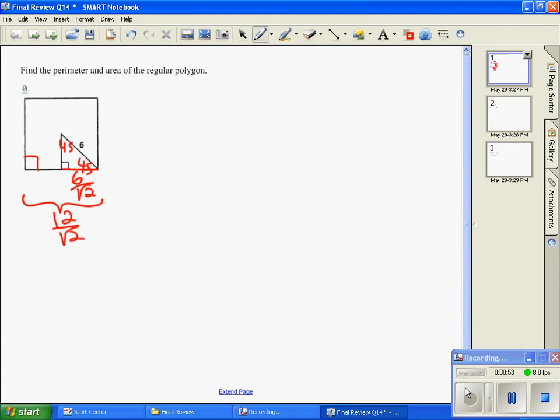Now, we're not going to worry about rationalizing this at this point in time. It's in the middle of the calculation, so let's not worry about it. Let's just do the two formulas. So we have perimeter is 4 times this number, because each one of the sides is this length, and there are 4 sides. So 4 times 12 over square root of 2. Okay, so that equals 48 over square root of 2.